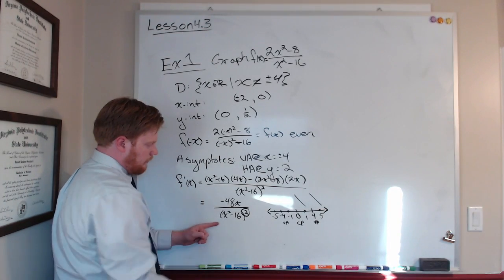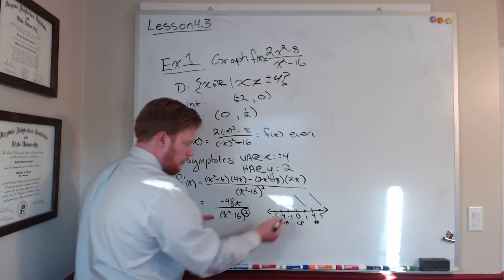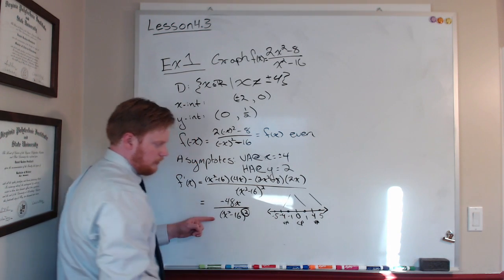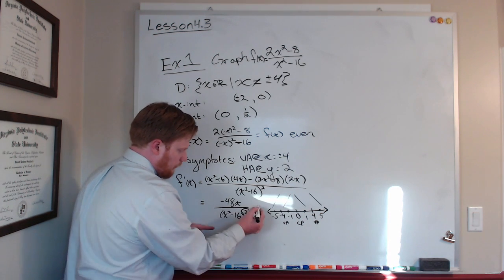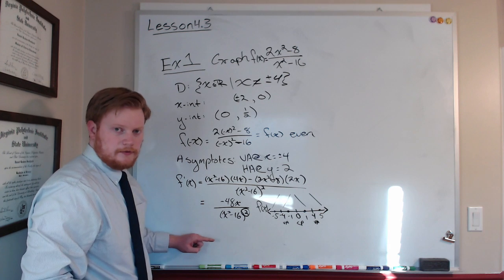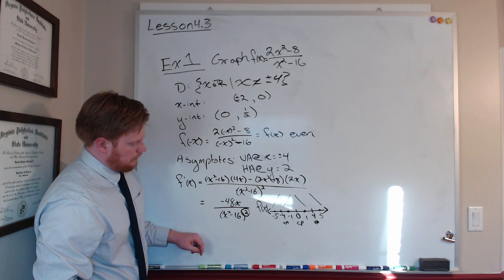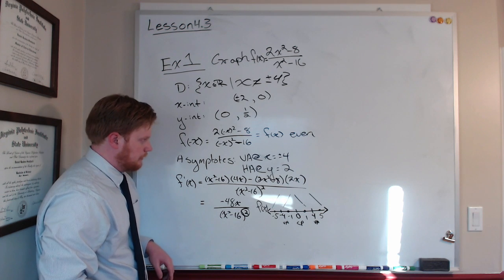Hey, when I plug in negative 1, I get a positive on top, and the bottom's always positive, so this is now a rising slope. And the same thing happens when I plug in negative 5. Don't forget to label that this is your first derivative test here. Okay. So now I have an idea about increase and decrease.